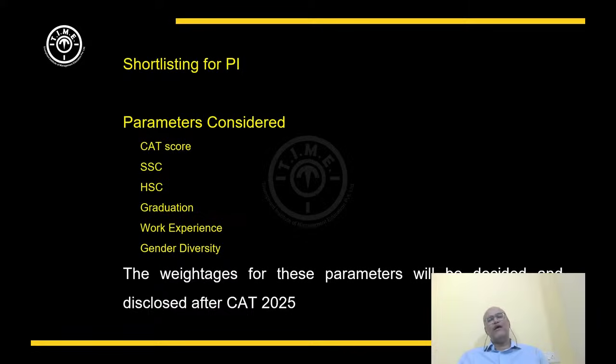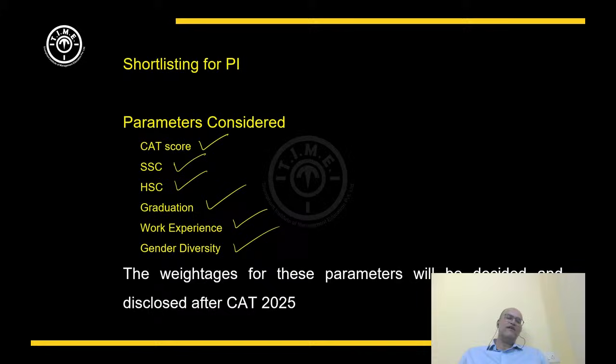While IIM Udaipur has announced what parameters they are going to use, so far they have not announced what weightages they are going to assign for these parameters. That we will come to know only after a few weeks. But what are the parameters that they have announced? They said CAT score will be a parameter, CAT performance will be a parameter, 10th class performance, 12th class performance, graduation performance, work experience, as well as gender diversity.